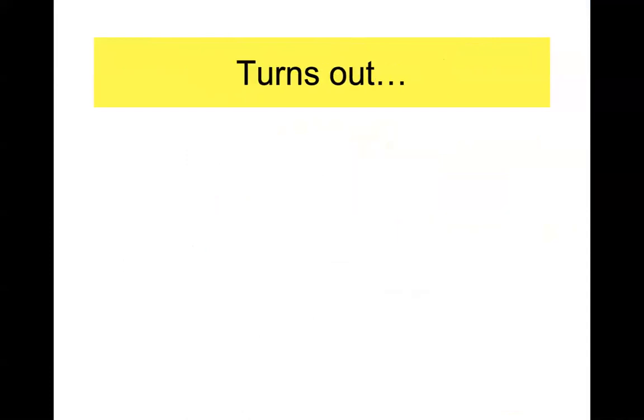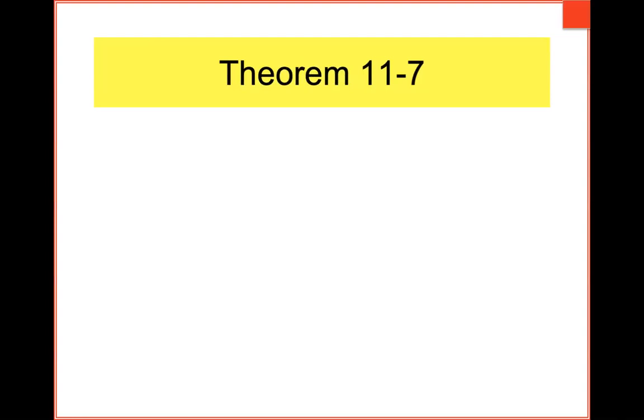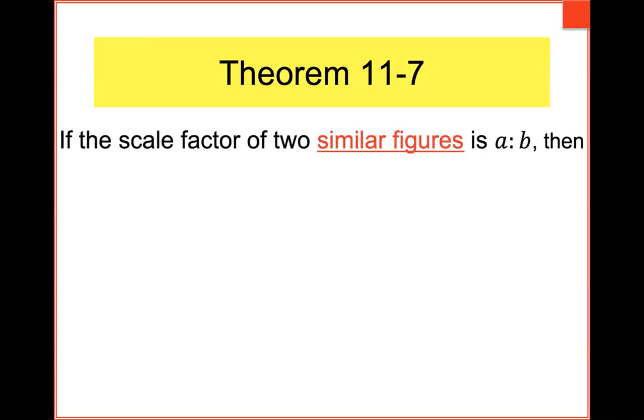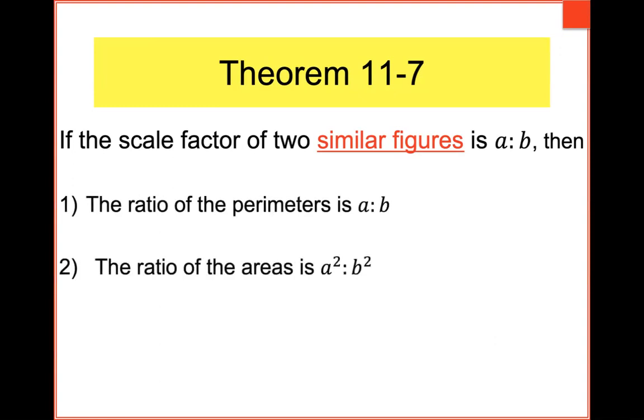One more thing, we're just going to extend this entire idea more broadly to any similar shape, not just triangles. So if the scale factor of two similar figures is a to b, then the ratio of their perimeters is going to be a to b, and the ratio of their areas is going to be a squared to b squared. Now, notice I could have written this in fraction form, but it's this basic idea. All right, so that's your theorem. Make sure you write that one down, and we'll do one example. These are actually pretty easy.